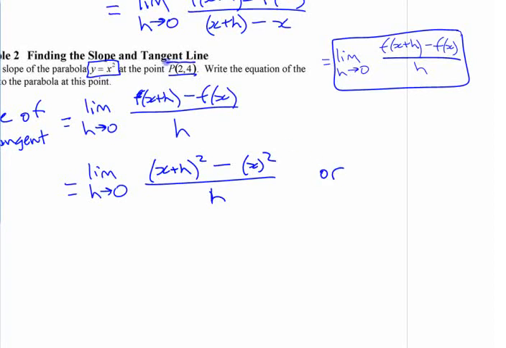Or if you wanted to, since all you want to know is a specific point, you could write it with that value substituted in. You can write it as the x value is 2. You could say 2 plus h squared minus 2 squared over h, and then you can work it out. You'll get an actual expression. We can maybe do both here so we see the difference.